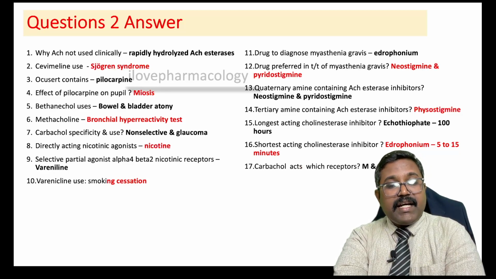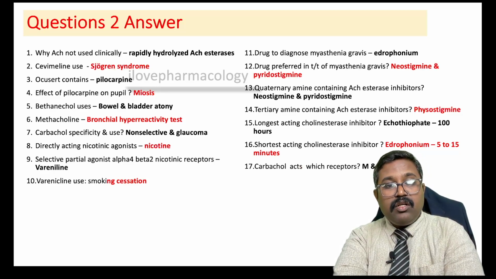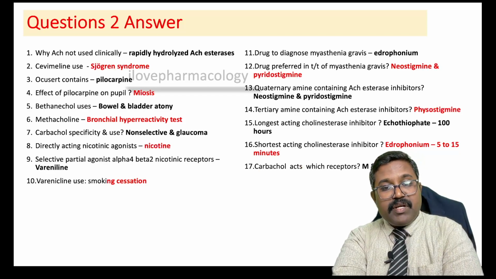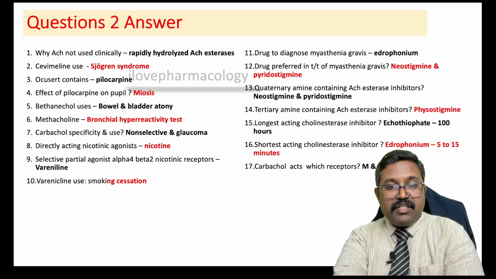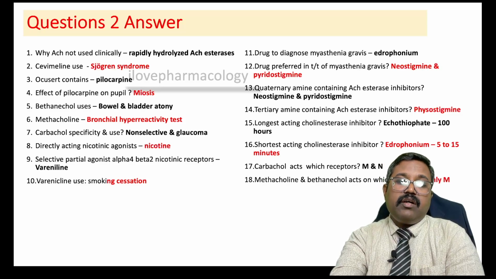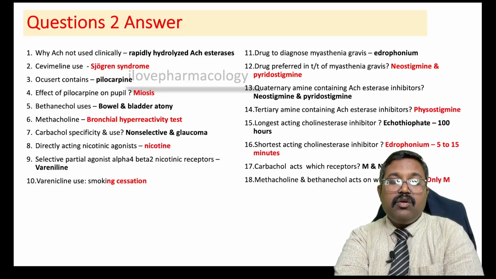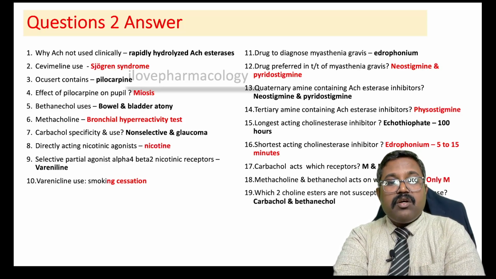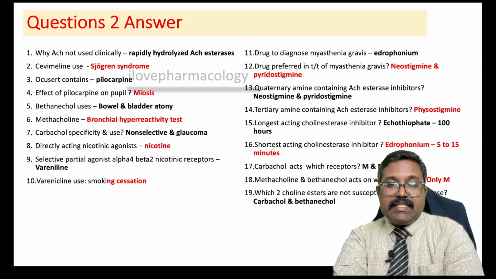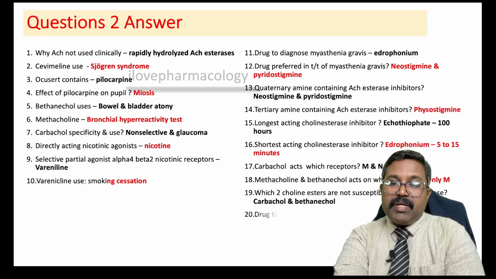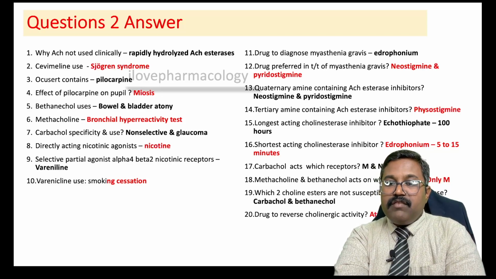Carbachol acts on which receptor? It can act on both muscarinic and nicotinic receptors because of its non-selective action, and methacholine and bethanechol act only on muscarinic receptors. Which two choline esters are not susceptible to cholinesterases? That is carbachol and bethanechol, and even methacholine to an extent. The drug to reverse cholinergic activity is atropine.